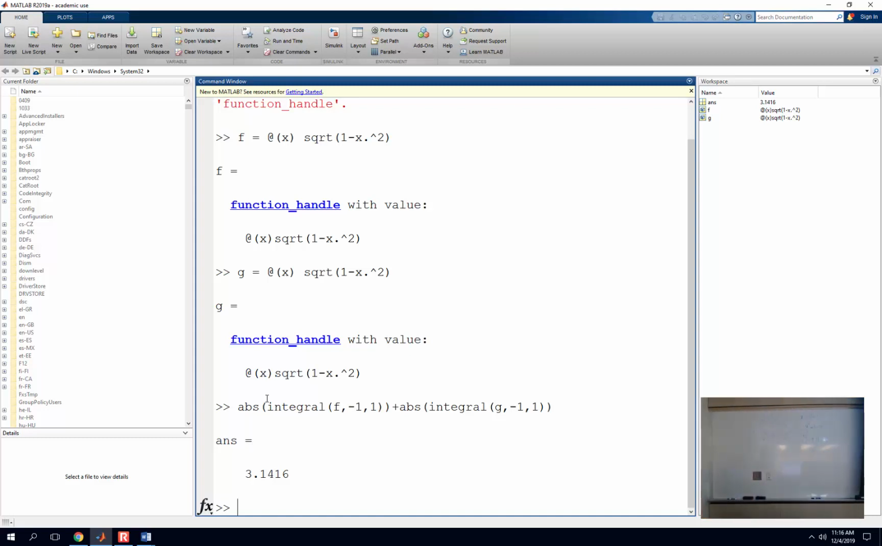And then I can calculate the absolute value of the integral of the upper function and the lower function, add them together, and that's my area. Pi is what in terms of value?